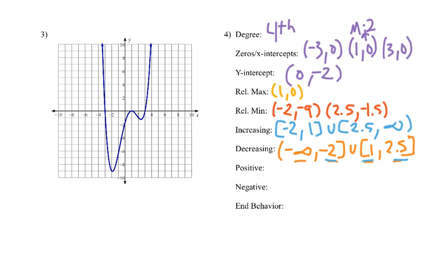Okay, now if we look at 3, you can see positive up here from negative infinity until we got to negative 3. Then it jumps and it starts being positive from 3 to positive infinity, which would mean negative is at negative 3 to positive 3.